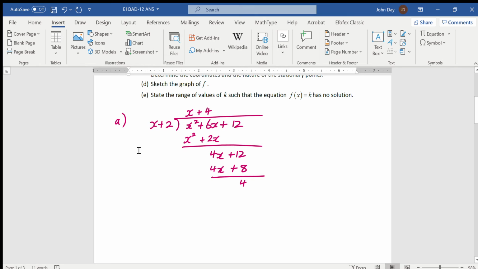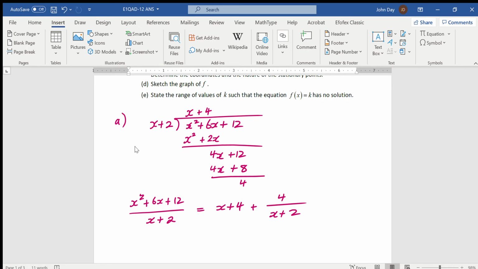Okay, so what that's saying is that x² + 6x + 12, when you divide it by x + 2, you get x + 4, and then you get 4 remaining out of x + 2, which you haven't divided fully and got a response to there. So that's what that is saying there.